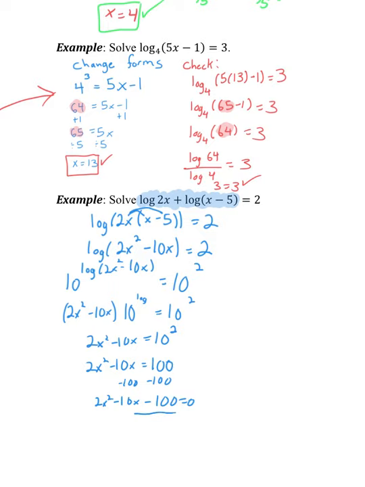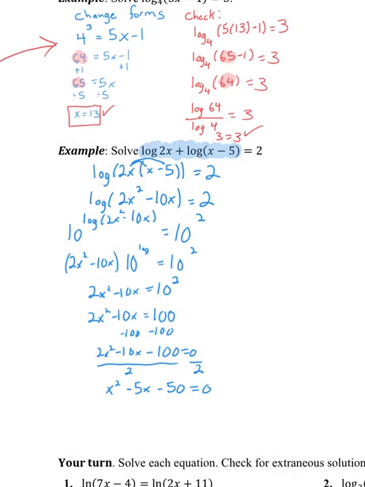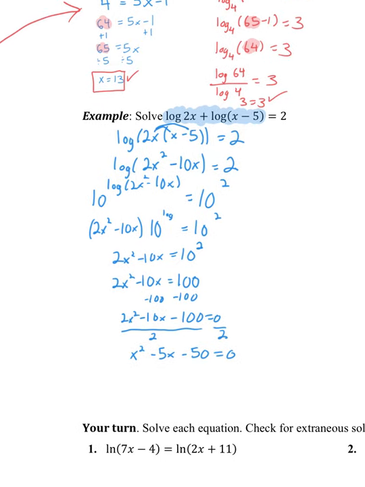Next, I see all of these are divisible by 2, so I can divide a 2 out, and that's going to make this quadratic equation a little easier to work with. 2 divided by 2 is 1, so I get 1x squared. 10 divided by 2 is 5, and 100 divided by 2 is 50. 0 divided by 2 is 0, which is why I'm allowed to do that. Just get rid of all the 2's. I'm left with x squared minus 5x minus 50.